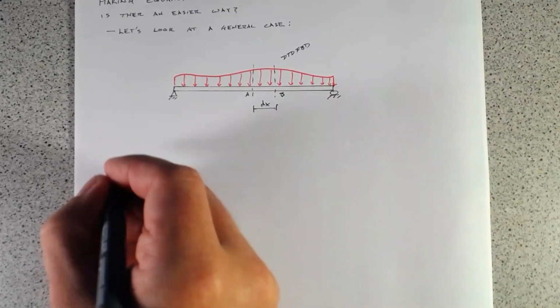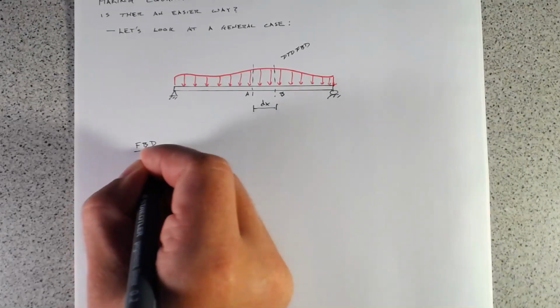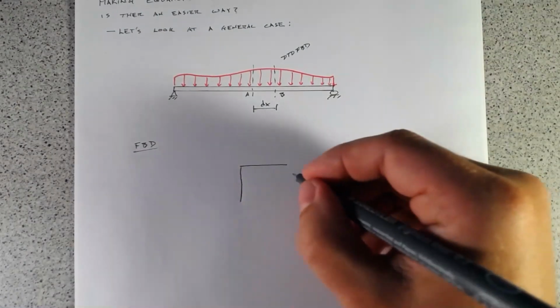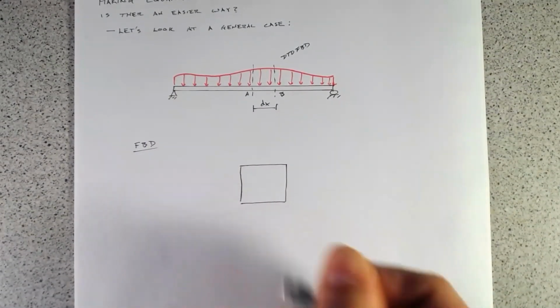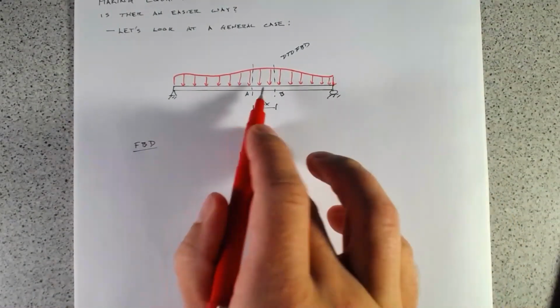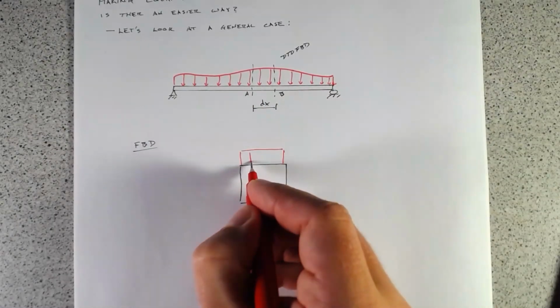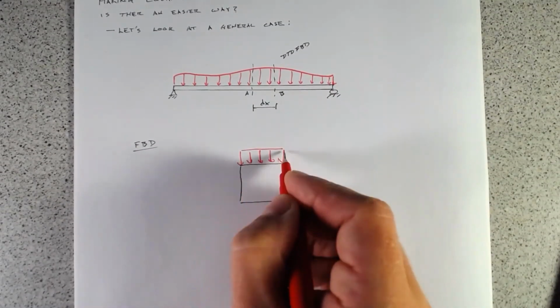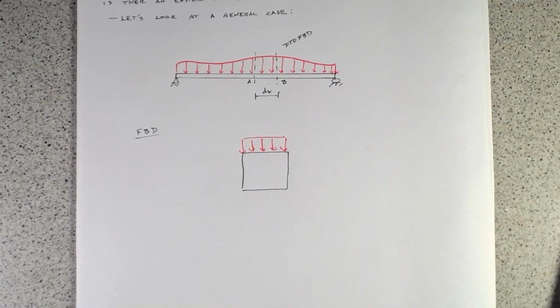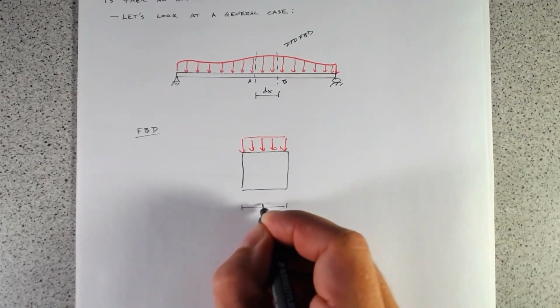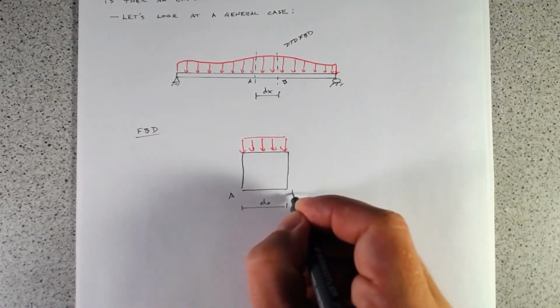So if we do the free body diagram, I'll draw it nice and large so we can see it. Over this very, very small distance, we can approximate the load as linear. That's a pretty common approximation for calculus, that as we get smaller and smaller, a linear change will make sense. So we'll assume that it's constant over this very, very small distance, dx, and we'll call this end A and this end B.